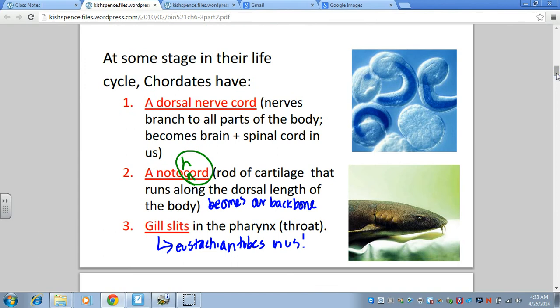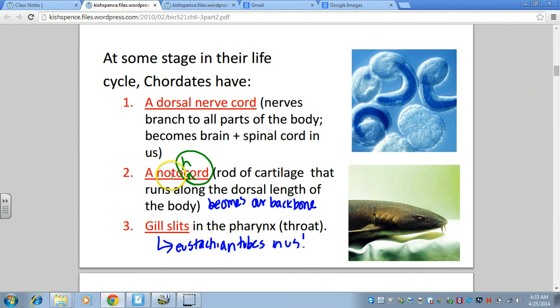The other 3 things that make chordates different from other animal phyla are the fact that they have a dorsal nerve cord. Ours is our spinal cord, and it has nerves that branch to all different parts of the body, and at one part it becomes the brain. So that's our dorsal nerve cord.